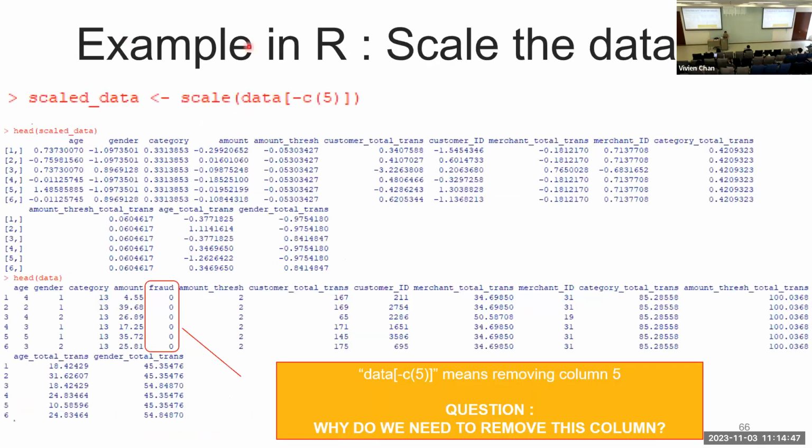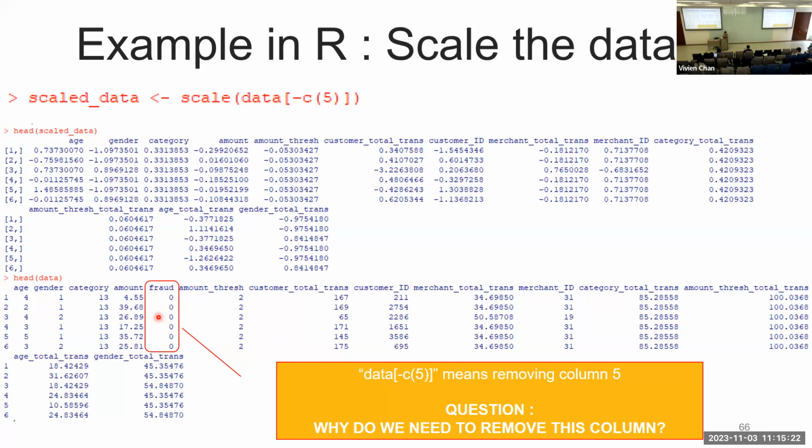So the code will be like this. You can see I scale the data set, but while doing the scaling, I also remove column 5. What is column 5 in the original data set? Column 5 is the fraud label. Because now I am trying to perform a clustering analysis, I don't want the label here. So that's why I remove the fraud label.